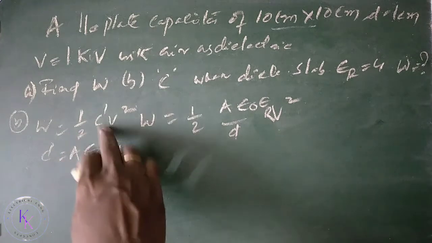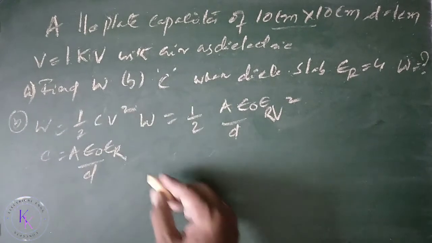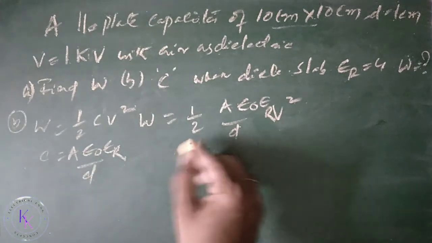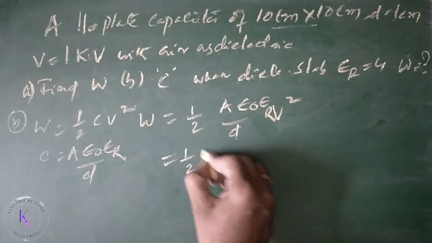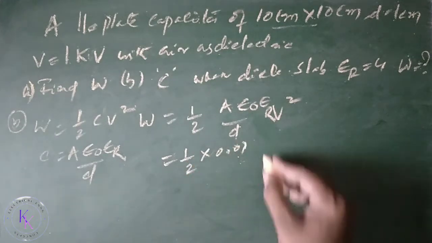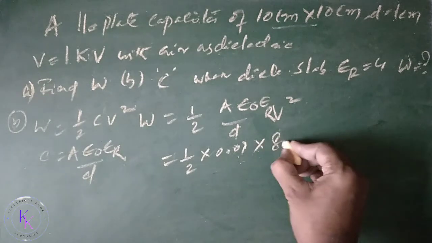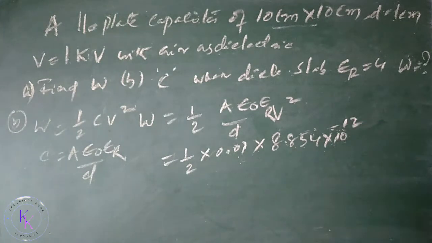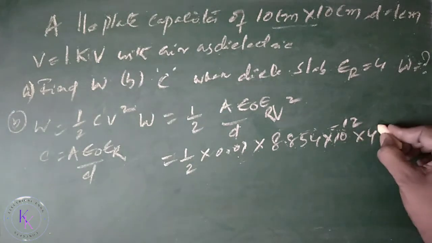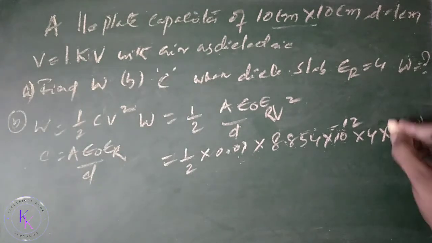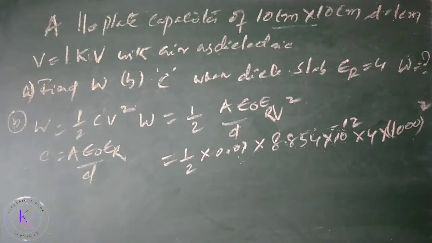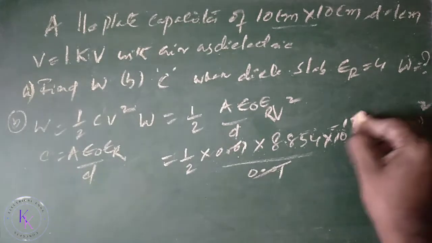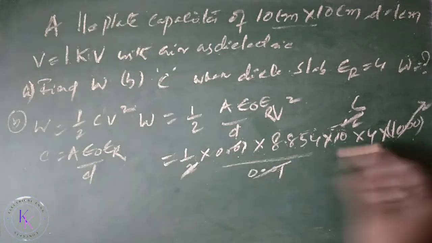Now for our second problem, the capacitor is filled with a dielectric slab of relative permittivity 4. Then W is equal to half CV square, and C equals A epsilon naught epsilon R by D. Then substitute these values. Half, area is 0.01, into epsilon naught, 8.854 into 10 to the power of minus 12, epsilon R is 4, into 1000 whole square, divided by D, which is 0.01. The 0.01 gets cancelled.